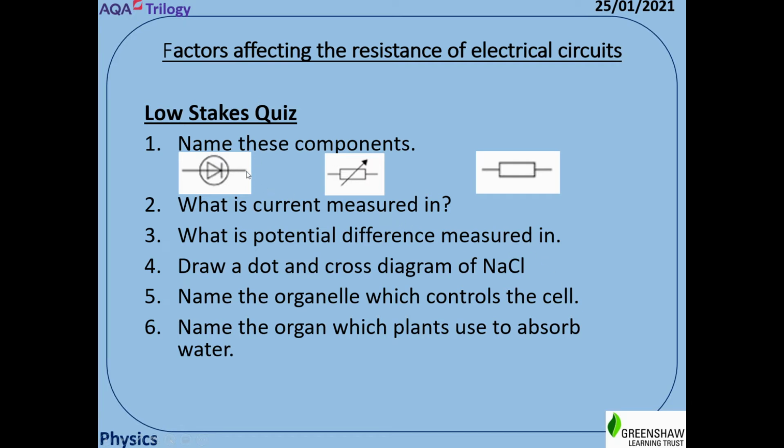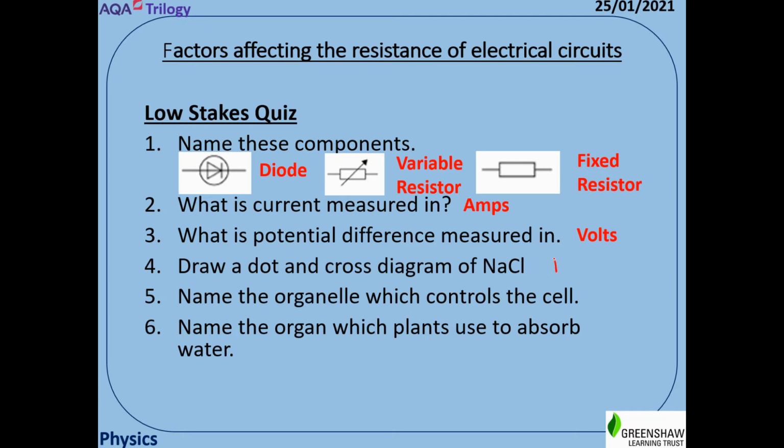So, naming these components, we have a diode, we have a variable resistor, and we have a normal resistor, or a fixed resistor it can be called. What is current measured in? You should have got the answer amps. What is potential difference measured in? Volts.